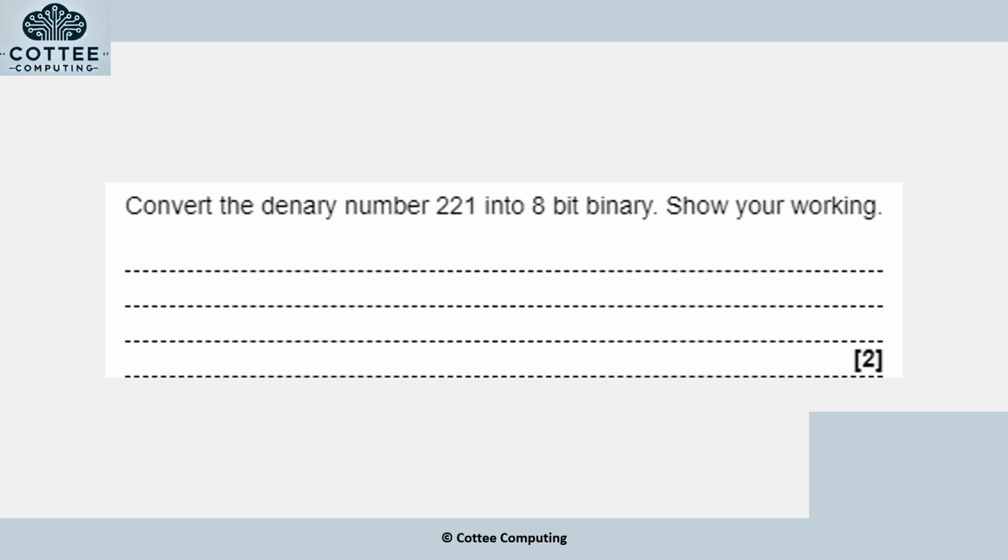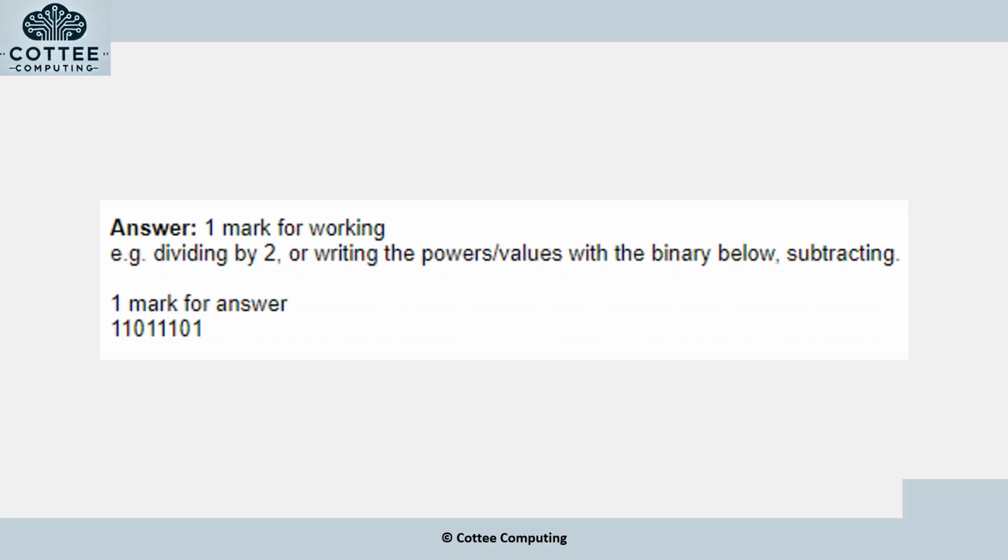So we're converting the denary number 221 into 8-bit binary, so have a go at that. Again, you have to show your working. So making sure that you've got the 1, the 2, the 4, the 8, the 16, the 32, 64, 128 are there. And then you get 1 mark for your answer. So you should have got 11011101.